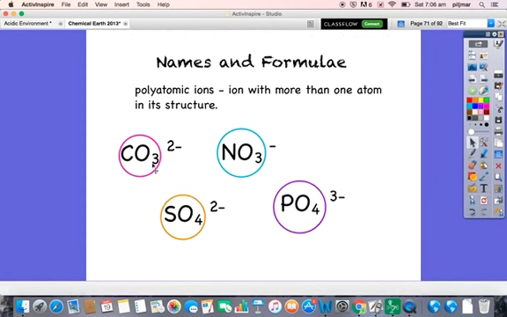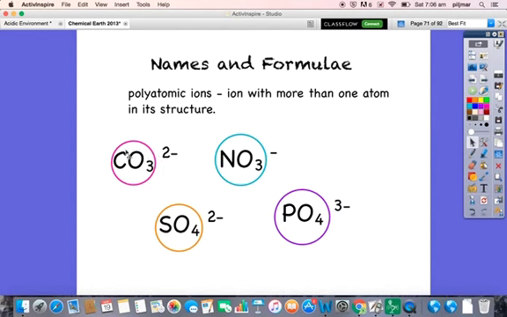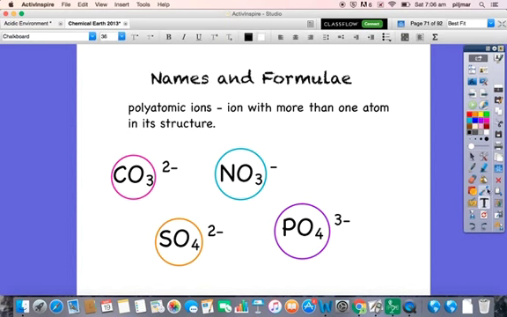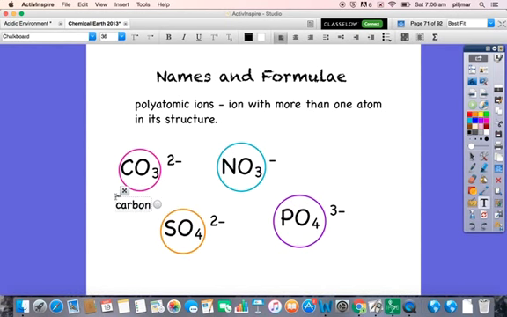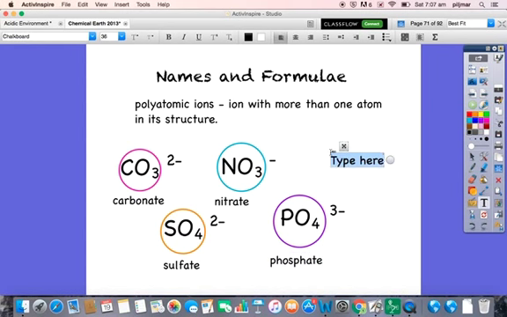So here you can see four different polyatomic ions. I've circled the atoms that the ion is made up of, and the charges are outside. The names of these are carbonate, where the presence of the carbon is highlighted; nitrate, likewise highlighting the presence of the nitrogen; sulfate, linking to the sulfur; and phosphate, linking to the presence of the phosphorus.